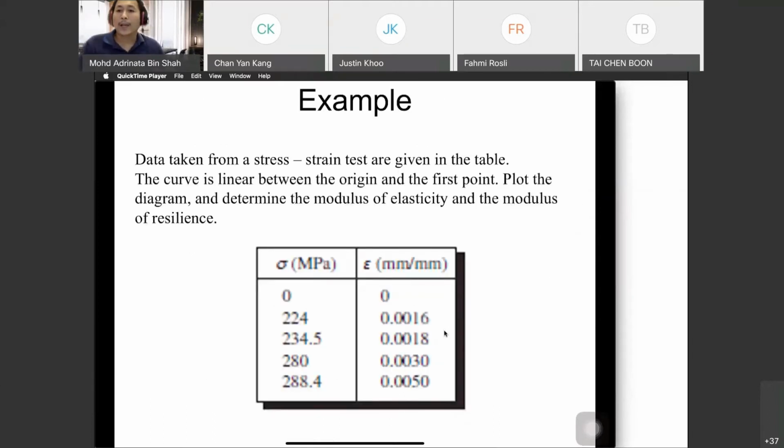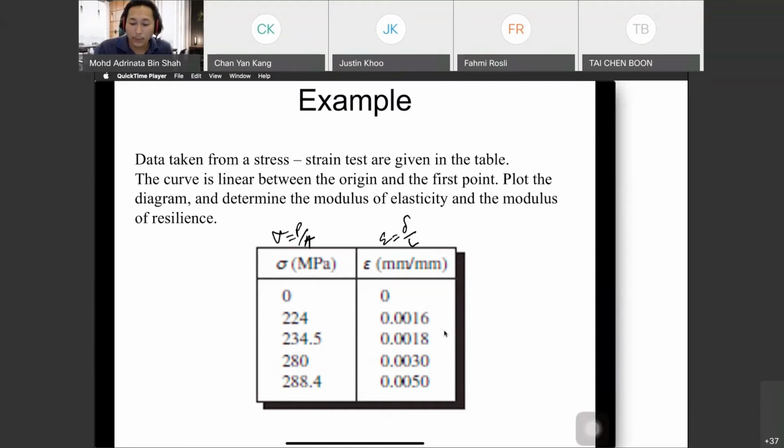Okay, this is how the experiment works. Sigma equals P over A to calculate stress: given the load, it will give you the stress. You can calculate your stress. Strain is the elongation divided by the original length of the specimen.